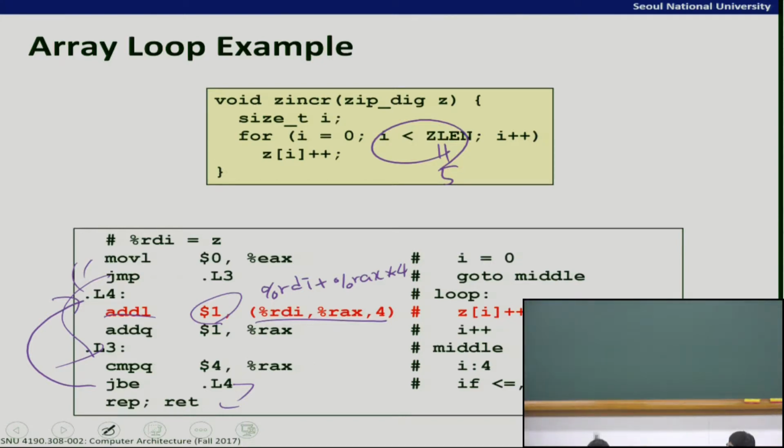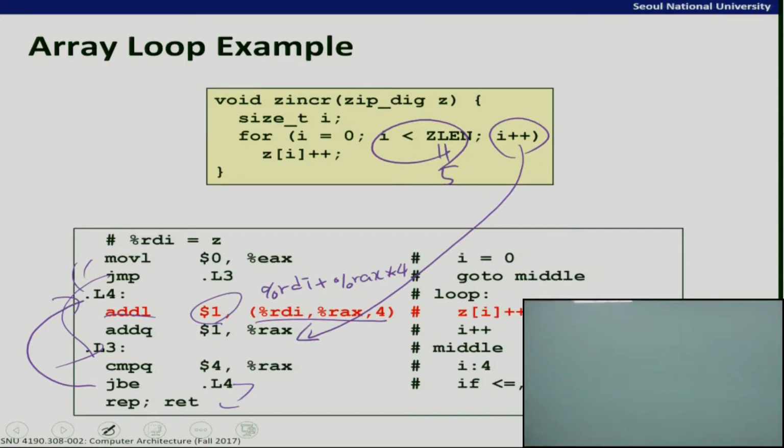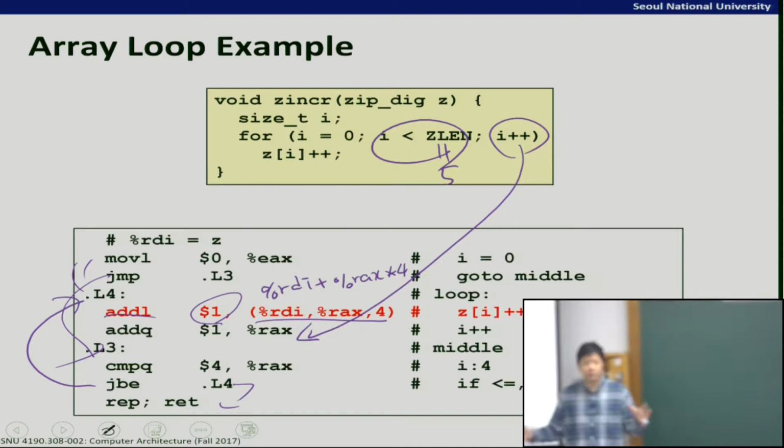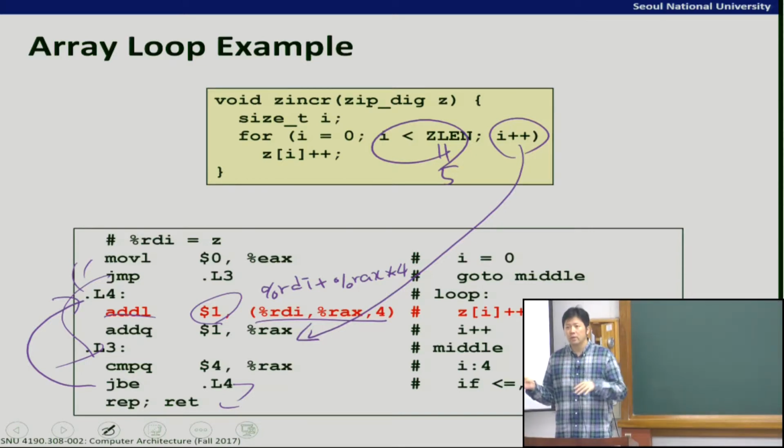And we also increment the value of RAX, because this part is executed by this line. We increment RAX by 1, and we do the same thing again. We compare the value against 4. If it's less than or equal to 4, then we go back. Otherwise, we just exit the loop.